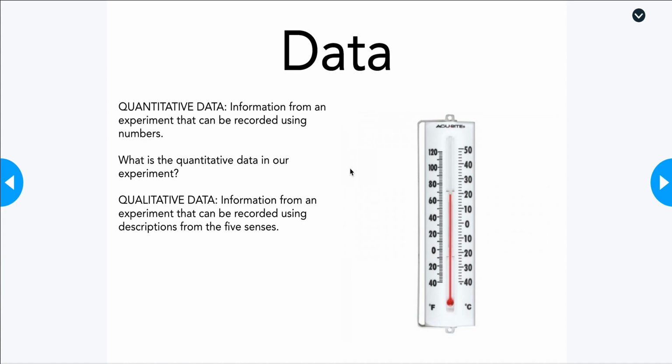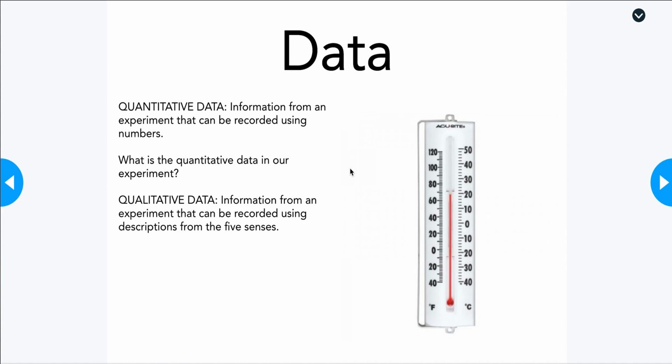In your paper airplane lab, quantitative data might include distance, time, speed, height, and a lot of different things, but anything that you are measuring involving numbers is quantitative data. Qualitative data, on the other hand, is information from an experiment that can be recorded using descriptions from the 5 senses: sight, smell, taste, sound, and touch. Basically, it is any information you gain from the experiment that is not numerically based.